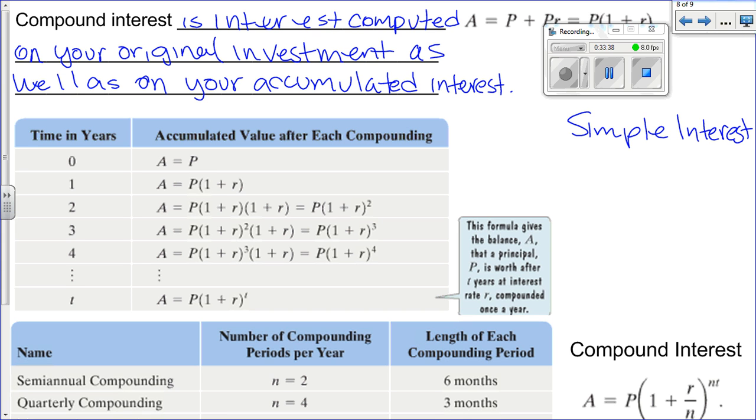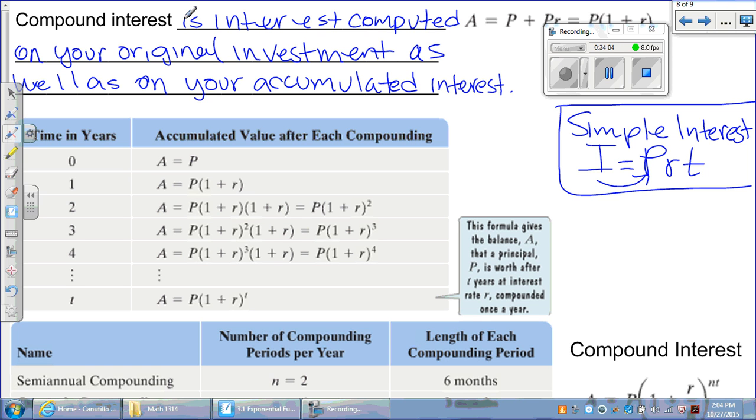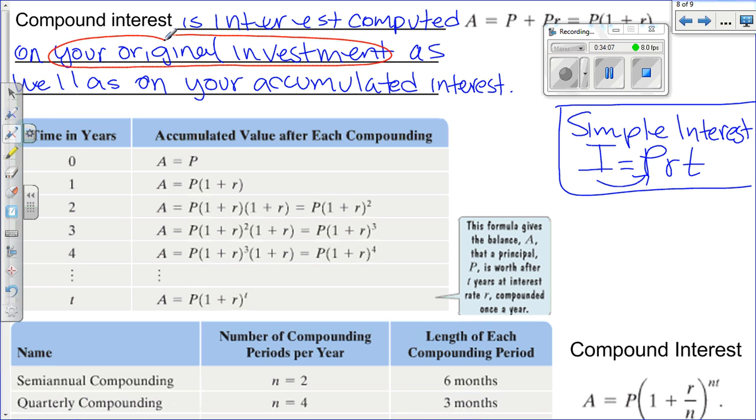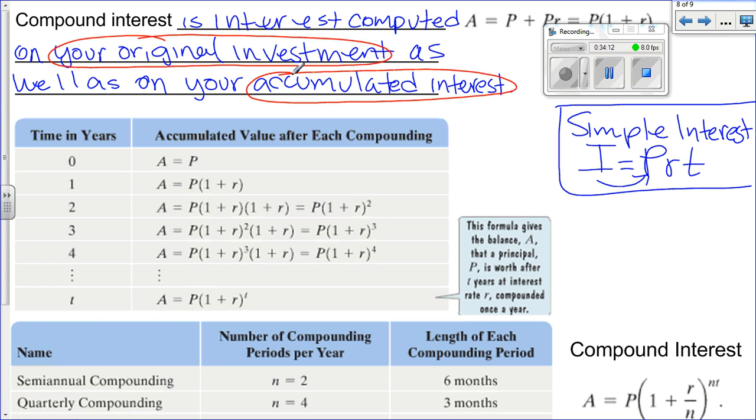Simple interest could be compared to a linear function, and for that one, I is for interest, capital P is for principal, and then you have the rate and you have the time. This one is not exponential because you only earn interest over what you put in at first, the principal, which is the money you deposit or invest. Now, the difference with compound interest is that you earn interest from your original investment, but you also earn interest on your accumulated interest. So you earn interest over the interest over the interest.